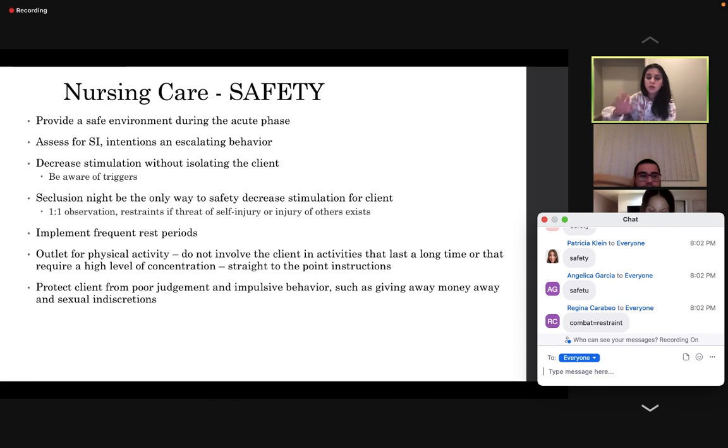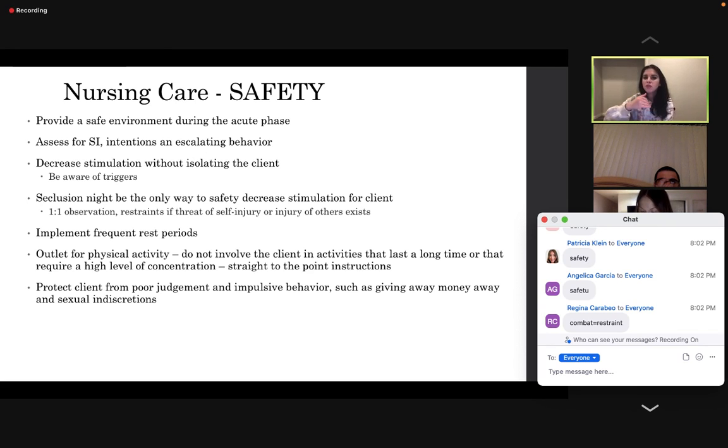Remember, they're constantly moving, constantly talking, right? They can't sit still, all over the place. Outlet for physical activity, right? Physical activity is something that you've got to utilize, but do not involve the client in activities that last a long time or that require a high level of concentration. Remember, they're already losing a lot of energy.